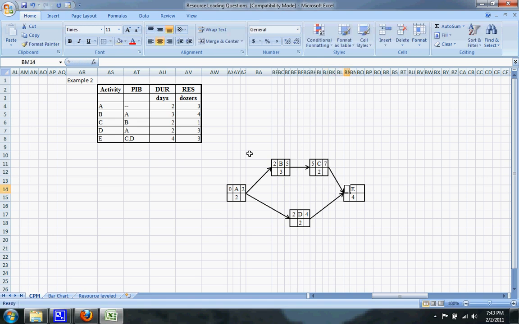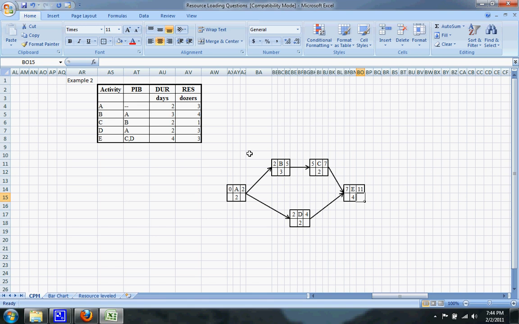So since E is preceded immediately by both C and D, and C finishes after D, that means that the earliest start that E can have is after C is finished, which is on the seventh day. So the early finish of C becomes the early start of E, and the early finish of E is the 11th day.